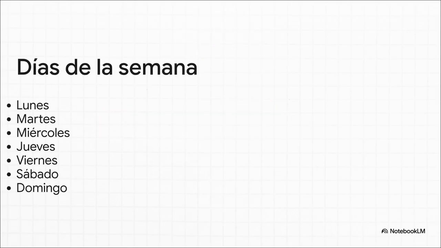Okay, here are your 7 days. Let's run through them with a little rhythm. 1 is lunes. 2 is martes. 3 is miércoles. 4 is jueves. 5 is viernes. 6 is sábado. And 7 is domingo. You know, the original slide decks from Superación Idiomática actually repeat this exact list over and over, 7 times in a row.